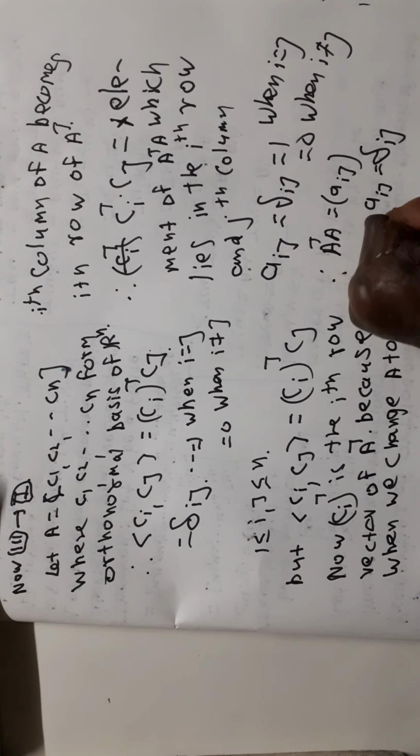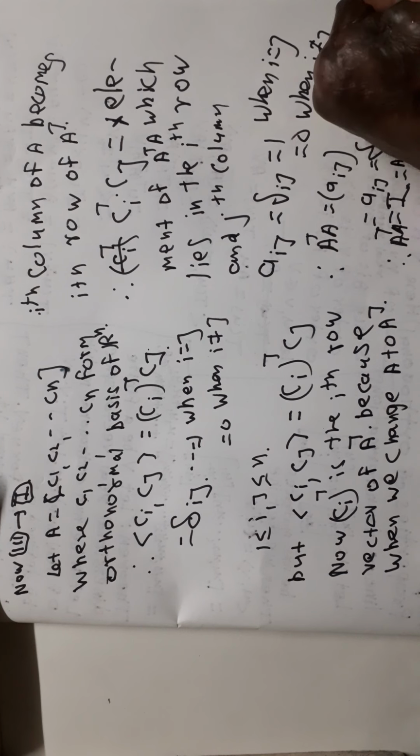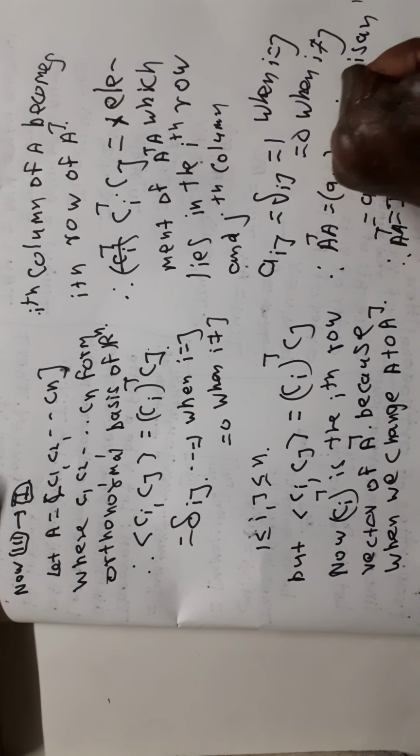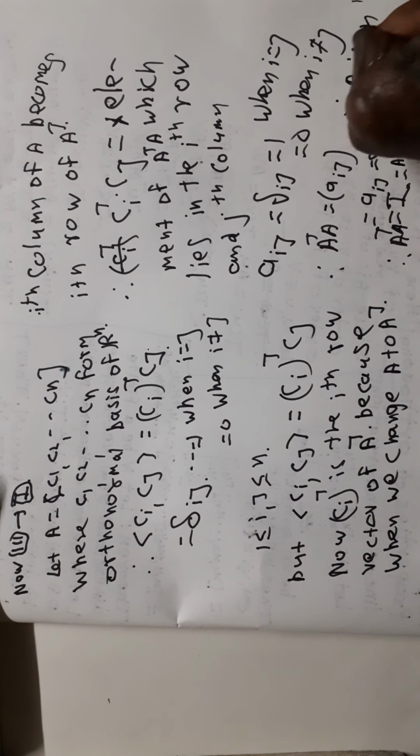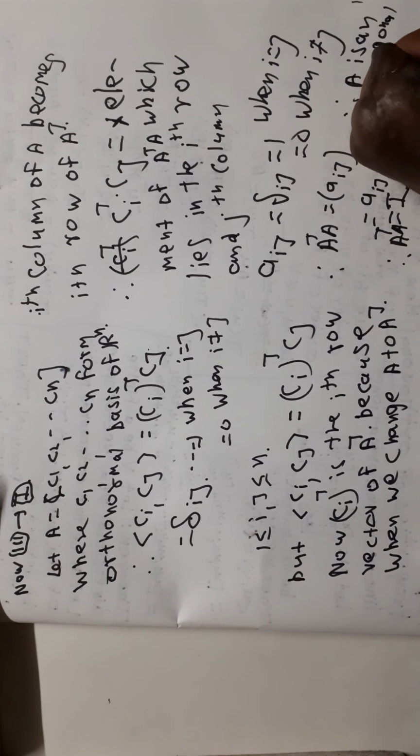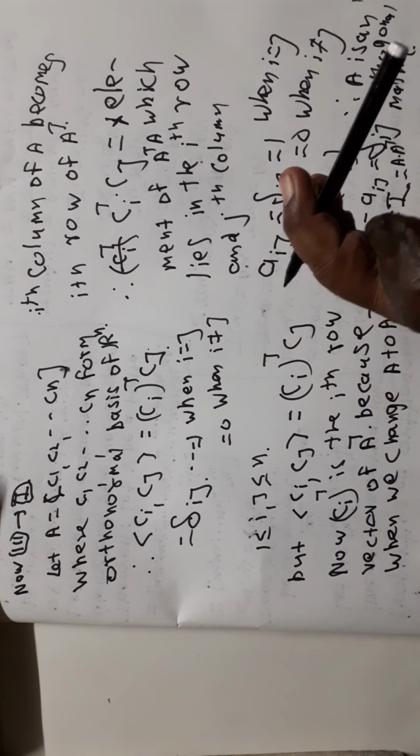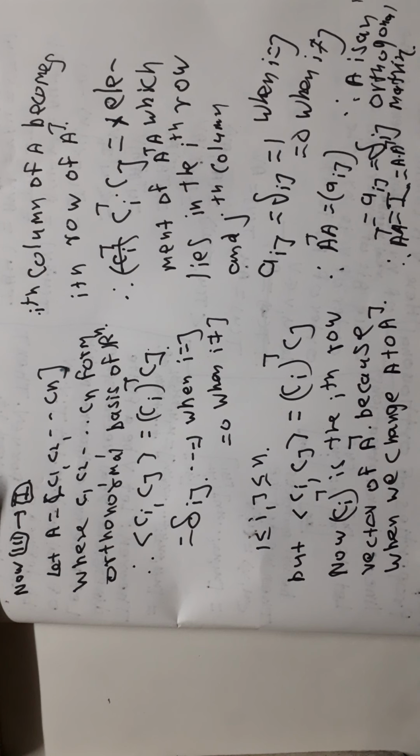Similarly, we can prove that A times A transpose is the identity. Therefore A is an orthogonal matrix. This completes the proof of the theorem.